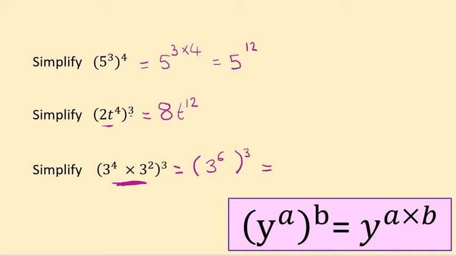So now we can just put that back into this formula, and it will give us 3 to the power of 6 times 3, which is 3 to the power of 18. So really well done if you managed to get those ones already.